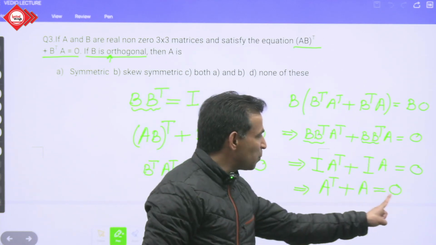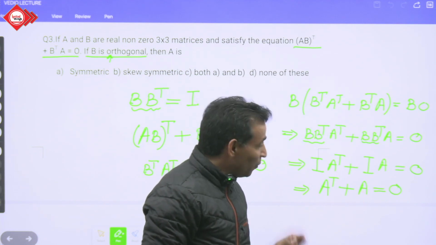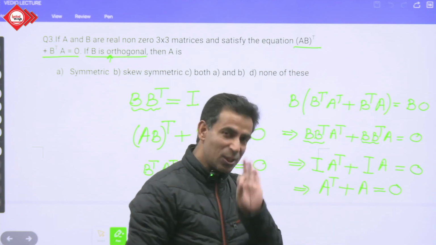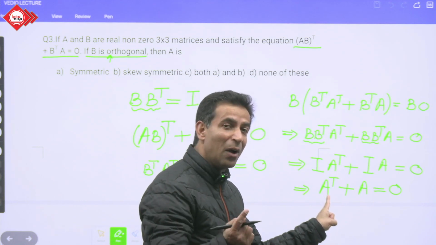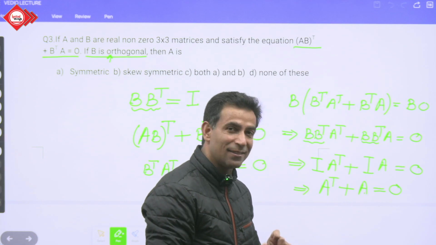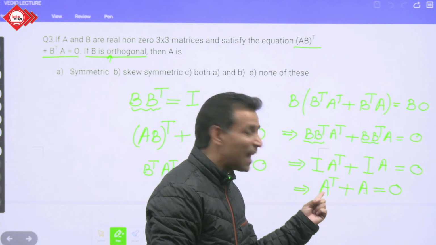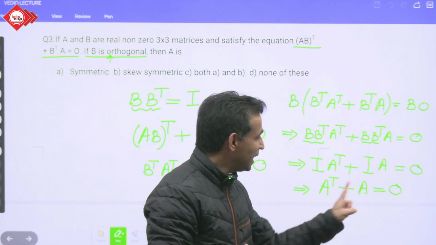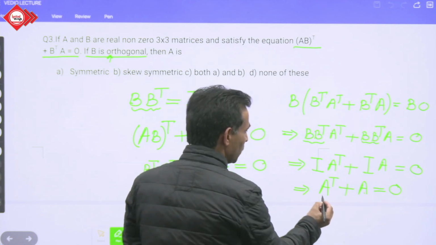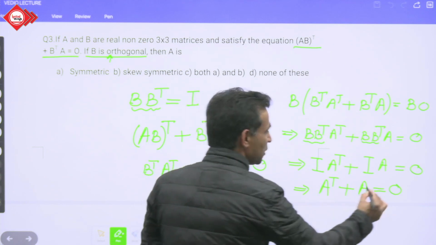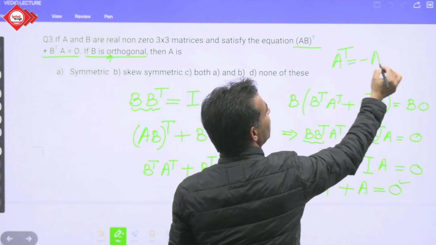Now this equation is possible only if this and this cancel out. Or in other words, you can say that this equation is possible only if this matrix is the additive identity of this matrix. Additive inverse of this matrix, sorry. So it means that this matrix has to be negative of A. Then this and this get cancelled out and we get null matrix. So we can say this equation is possible only if your A transpose is equal to negative A here.